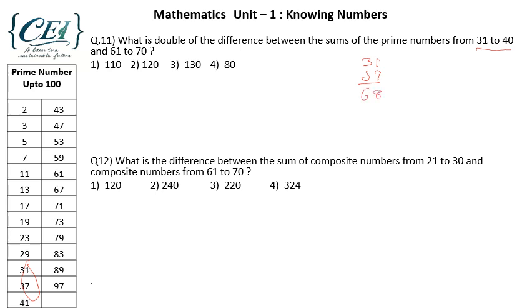68. Then the prime numbers between 61 and 70. These are the two numbers, 61 and 67. What is the total? 128. The difference between these two is 128 minus 68. The answer is 60. They have asked for the double, so double means times 2. The answer is 120. This is the correct answer.